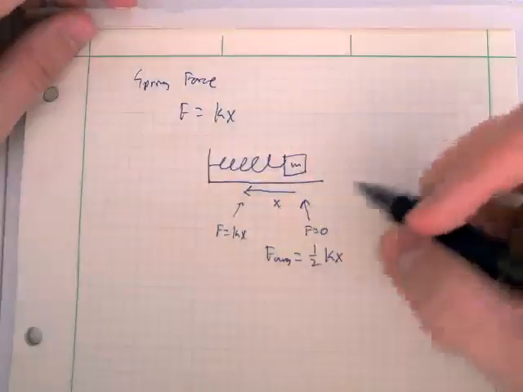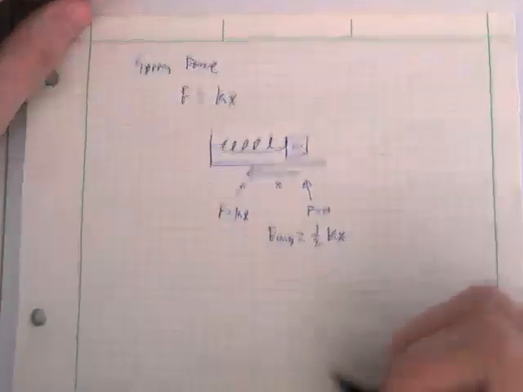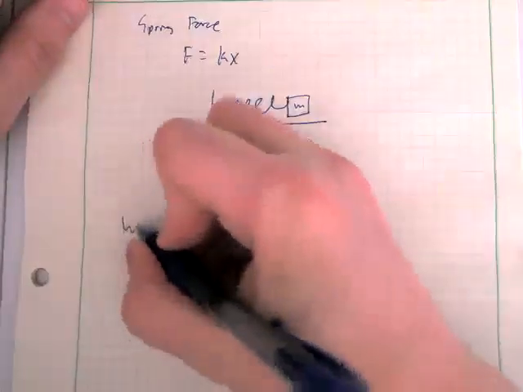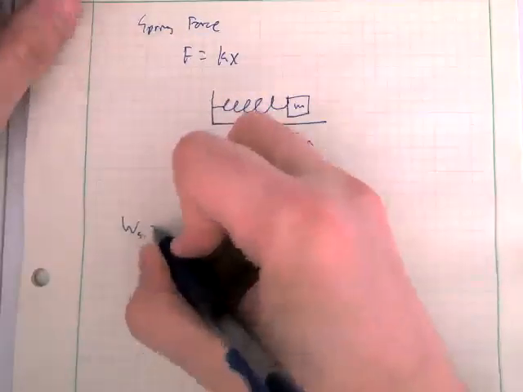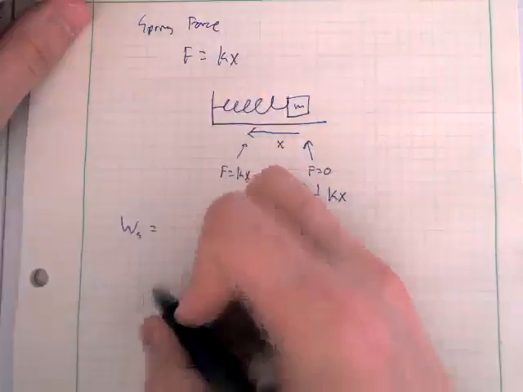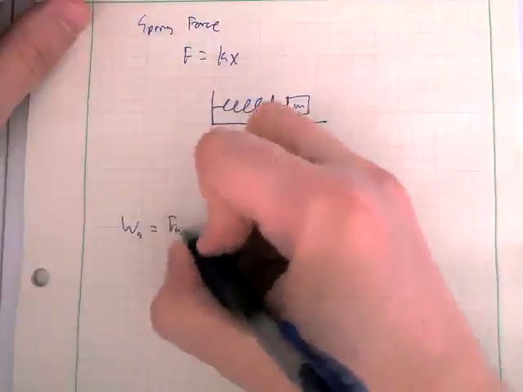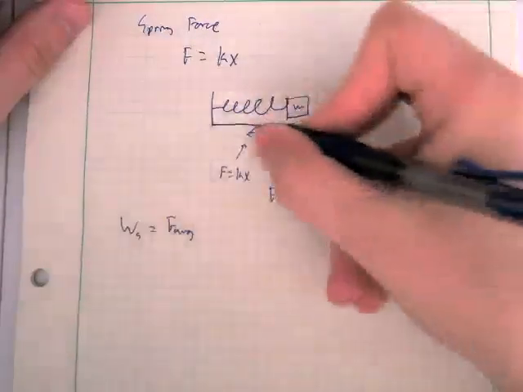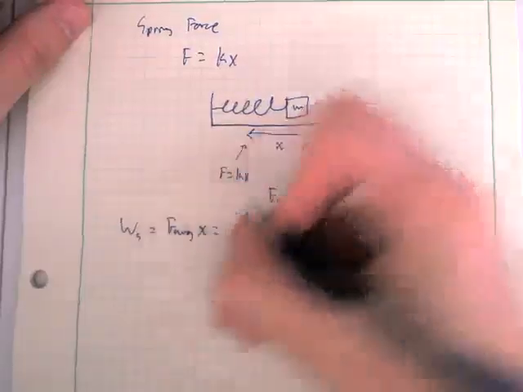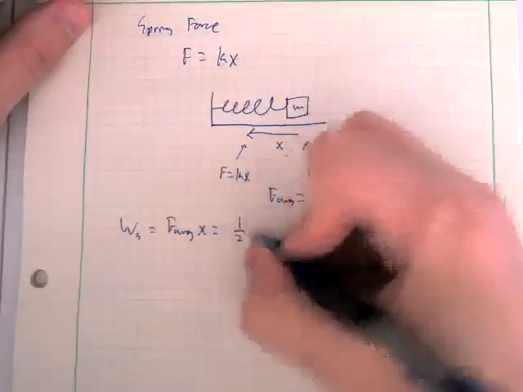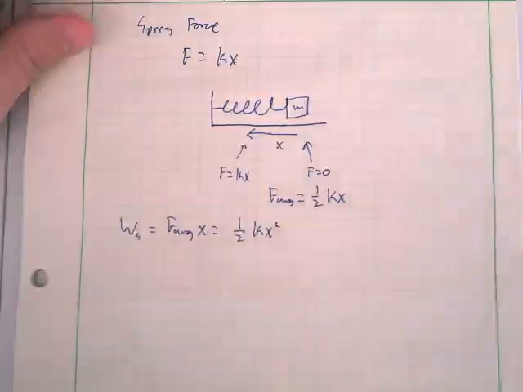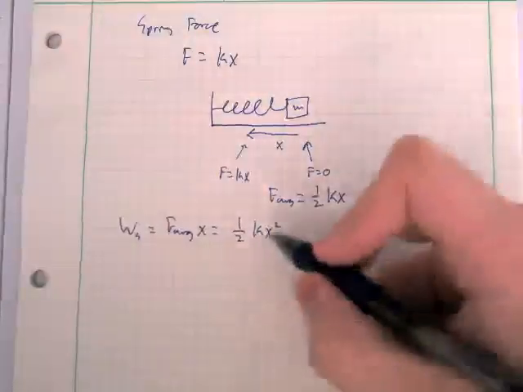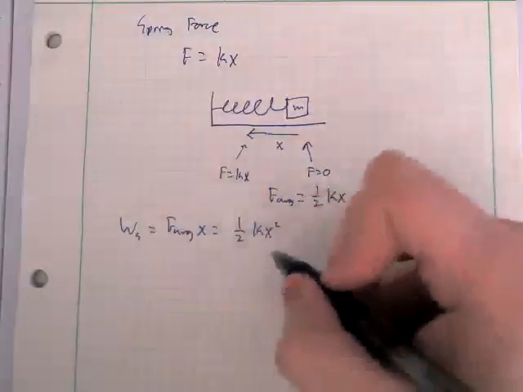How far did it go during that time? It went a distance of x. And so with that, we can actually figure out what the work done by this spring is. The work by the spring in this case will simply be the average force times the displacement, which in this case is x. And so the work done by the spring over this distance as it decompresses will be 1/2 kx squared. And so this is the work done by the spring.